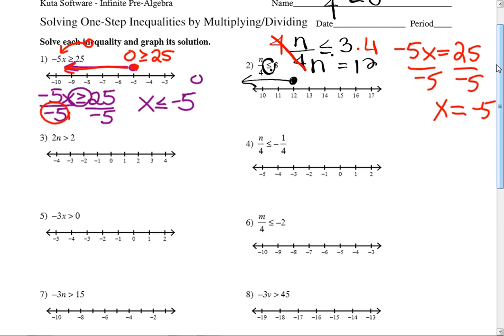Just pretend that this is 2n equals 2. Where's the boundary? What do you do with this? Divide by what? 2. So n equals... no, 2 divided by 2 is 1. You should be writing these down because these are your problems. N equals 1. Do I get to include it?